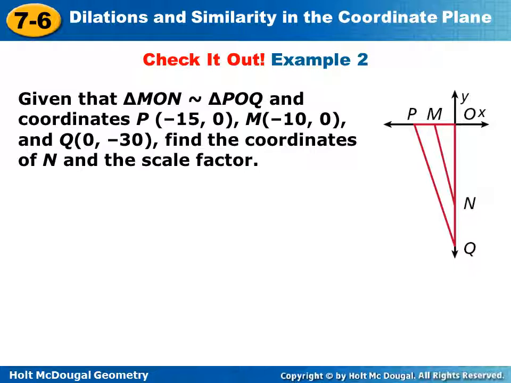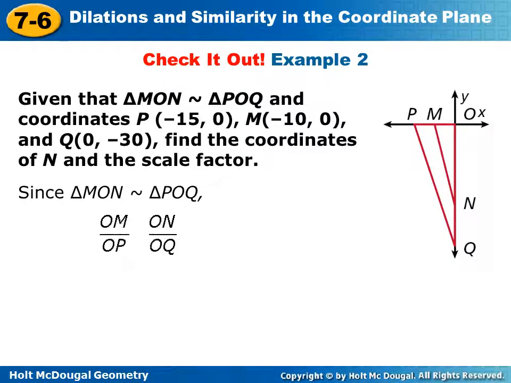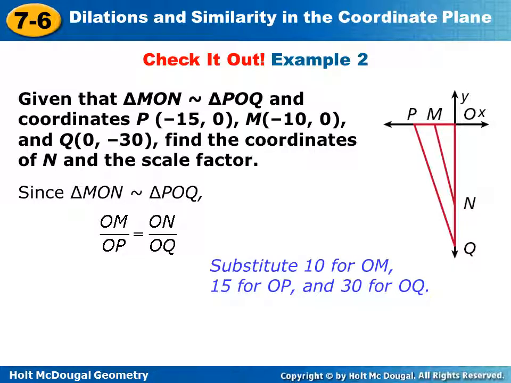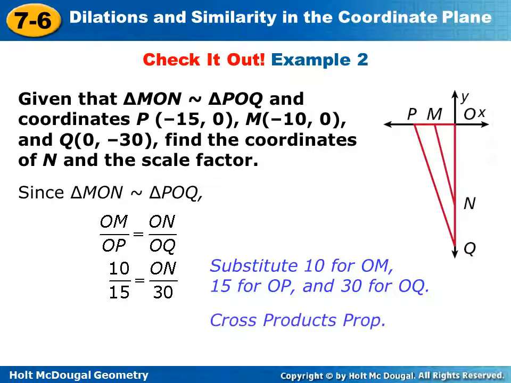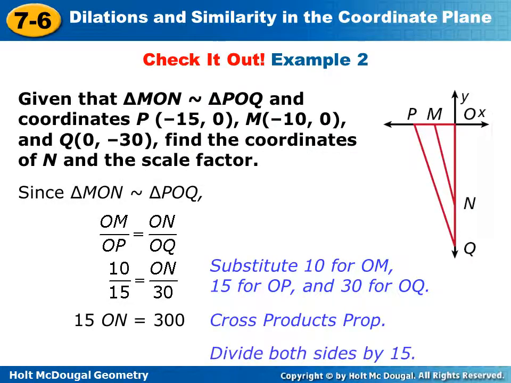Let's look at another example. Now we have PMQ for our big triangle and MON for our smaller triangle, and we want to find the coordinates of N and the scale factor. These triangles are similar, so first thing we're going to do is put our proportionality constants here. We have OM over OP equals ON over OQ. OM was 10, OP is 15, and OQ is 30. So we plug those in, cross multiply, and find that ON is equal to 20.